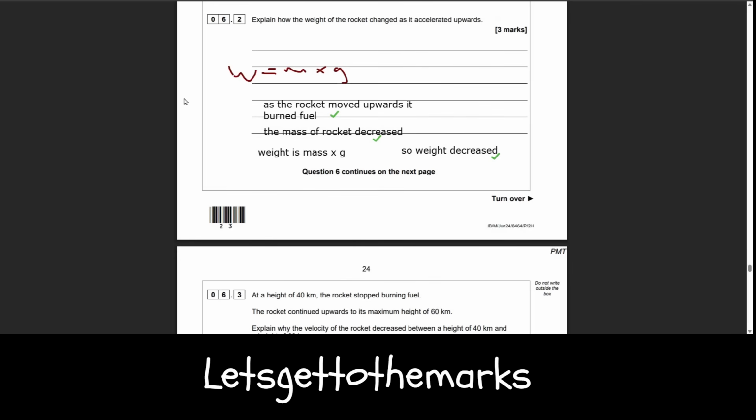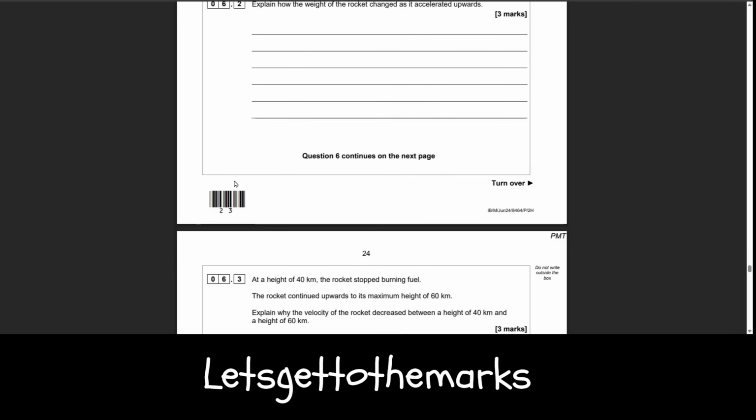Weight is mass times gravity. There we go, 3 marks. God, this is a difficult paper, difficult concepts.